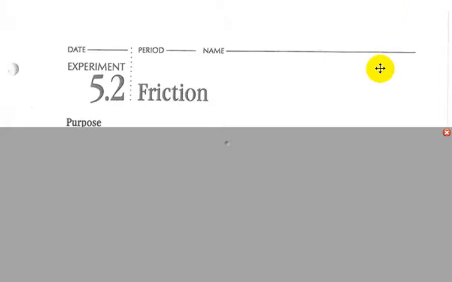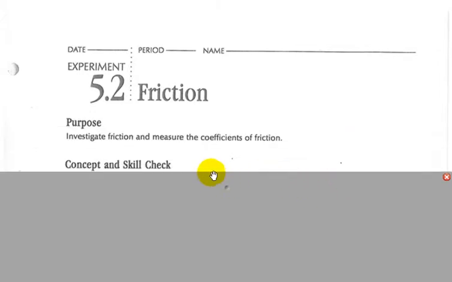Welcome back, Physics 30. This is the friction lab that you are to do after you're done the friction notes and quizzes. So the purpose of this little activity is to investigate friction and measure the coefficients of friction: static friction, the starting friction, and also the kinetic or moving friction.